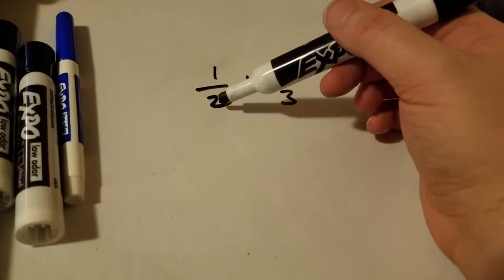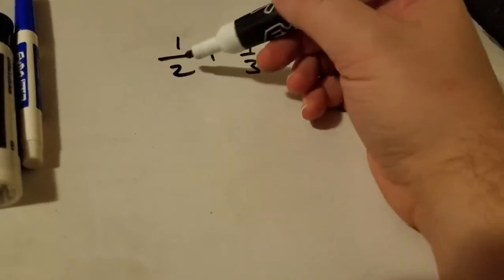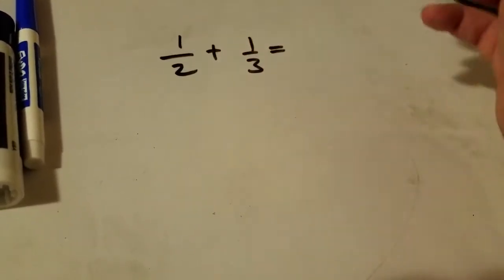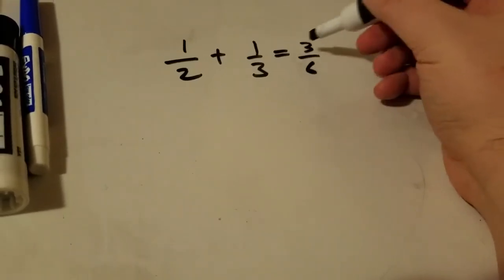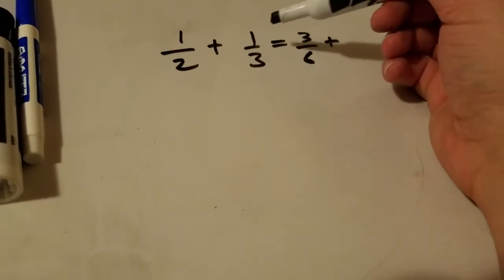Well, I can turn this 2 into a 6. I can turn this 3 into a 6. If I do that, I need to multiply this by 3, which means I need to multiply this by 3. So I get 3/6. And 3 divided by 6 is still a half, so I haven't lied. I just changed its form.